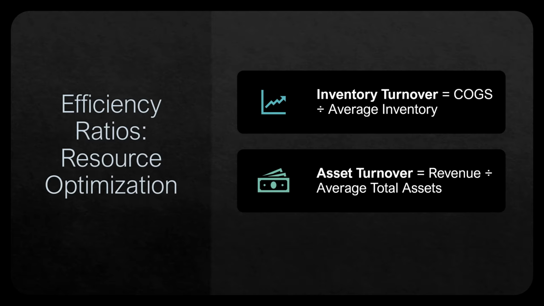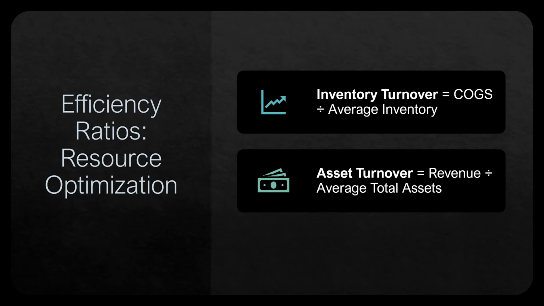So again, inventory turnover. How good is a company at taking its inventory and selling it, turning it into cash? That is COGS divided by average inventory. And then asset turnover. How efficiently a company uses its assets to generate revenue, which is revenue divided by average total assets.